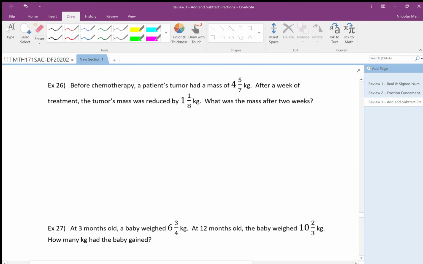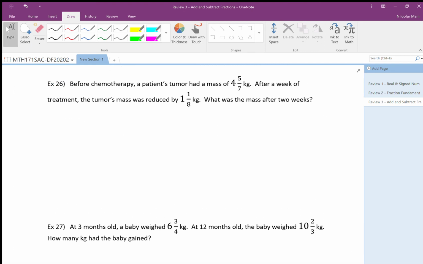How about here? Before chemotherapy, a patient's tumor has this mass. After a week, it's reduced by. It doesn't say reduced to. If it says reduced to, it means I start from here and I move to this one. No. Reduced by means it reduced this amount. What was the mass after 2 weeks? Read the question carefully, understand the question, read it a second time and do it in the math part.